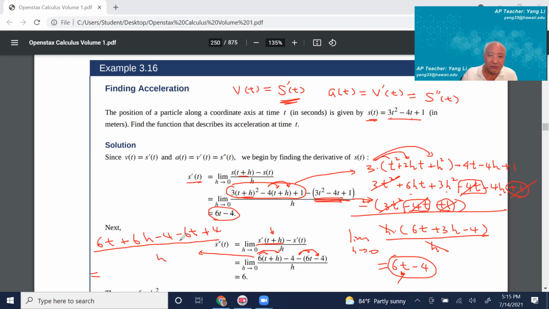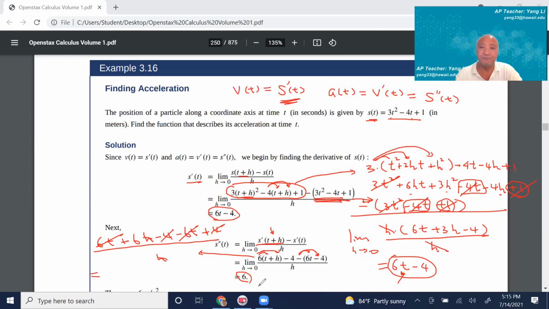And then continue. 6t cancels. -4, +4 cancel. You have 6h. The h cancels. You have only 6. And then h approaches 0, still equals 6. So that's how we find the second derivative here, right?